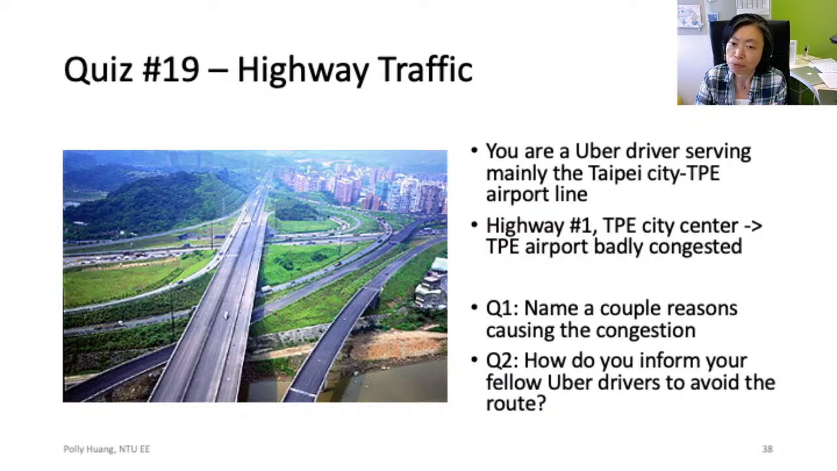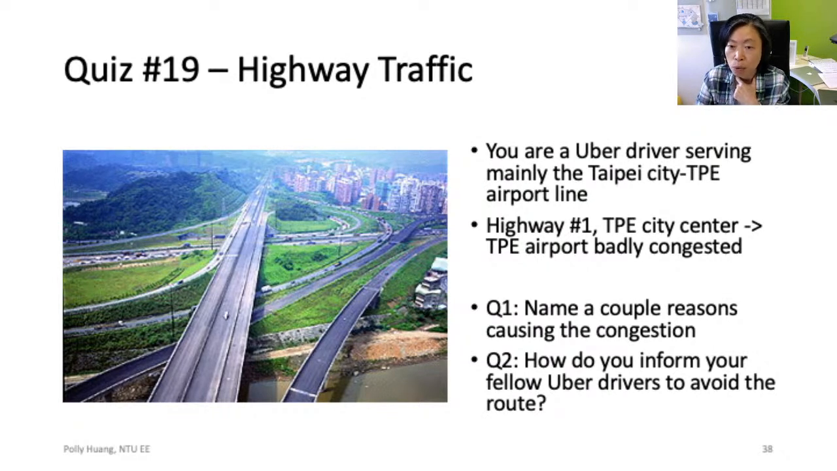Q1 is asking you this: can you name a couple of reasons that are causing the congestion? Just name a couple that are likely the reasons behind it. Sometimes you don't really see the congestion point, right? So you're probably way behind and get stuck there on the freeway. So yeah, what might be the reason?